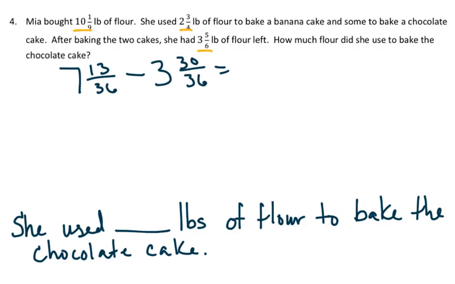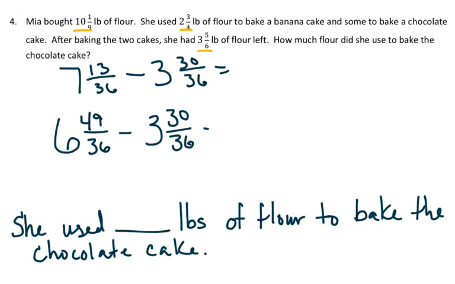And this becomes 6 49/36 minus 3 30/36, which is equal to 3 19/36. And remember, the unit we're working with is pounds, so we can put this into our target sentence. She used 3 19/36 pounds of flour to bake the chocolate cake.